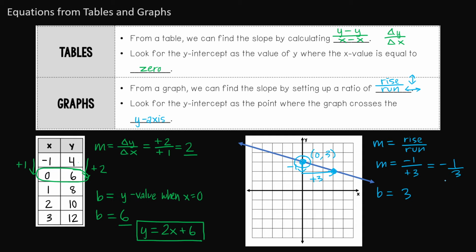Now let's put that together. I have my slope, I have my y-intercept. My equation of this line is y equals -1/3 x plus 3. So let's try this process with some real-world situations.